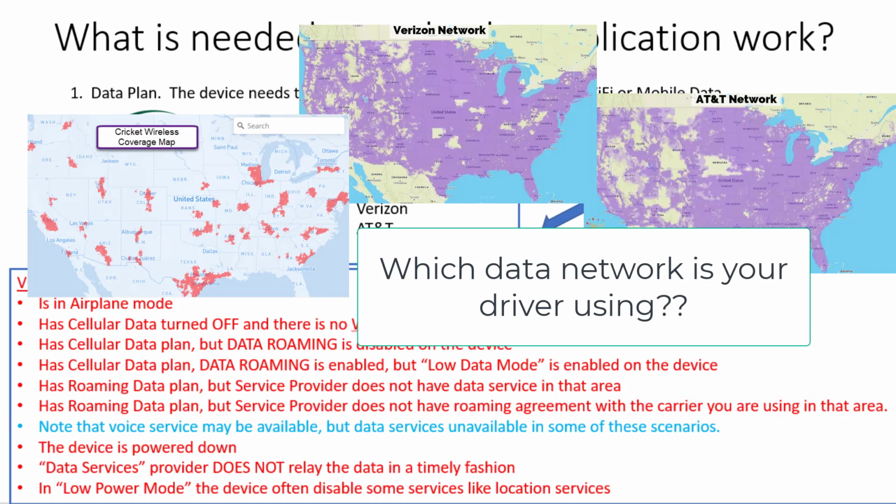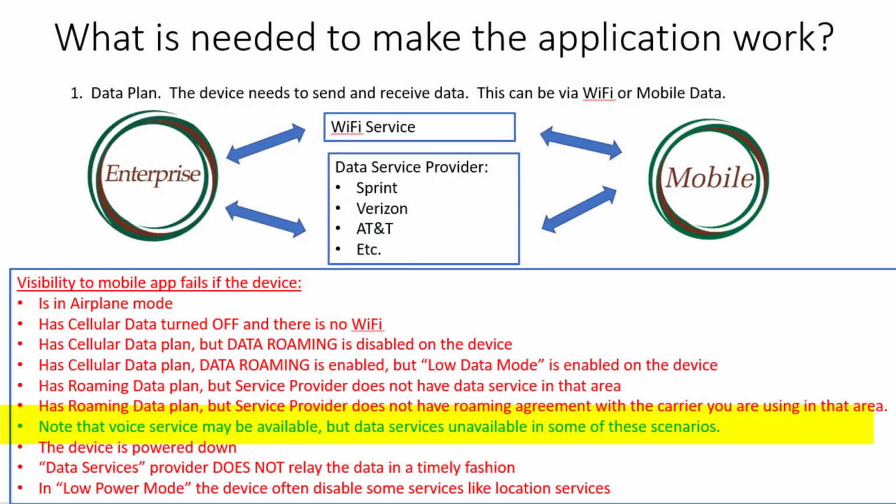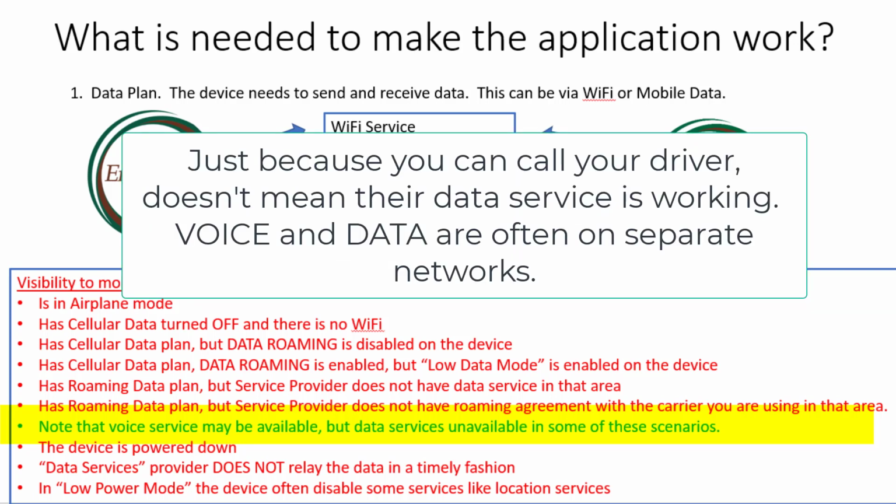What makes this even more challenging is that some of your drivers on Verizon will track fine in a certain area, while other drivers using a different data service provider will not track at all. This makes it very difficult to debug why a device is not tracking. Many service providers have a different network for their voice versus their data, so you may be able to call your driver on the phone, but not be able to connect to them via the data network. Note that voice service may be available, but data service is unavailable in some of these scenarios.